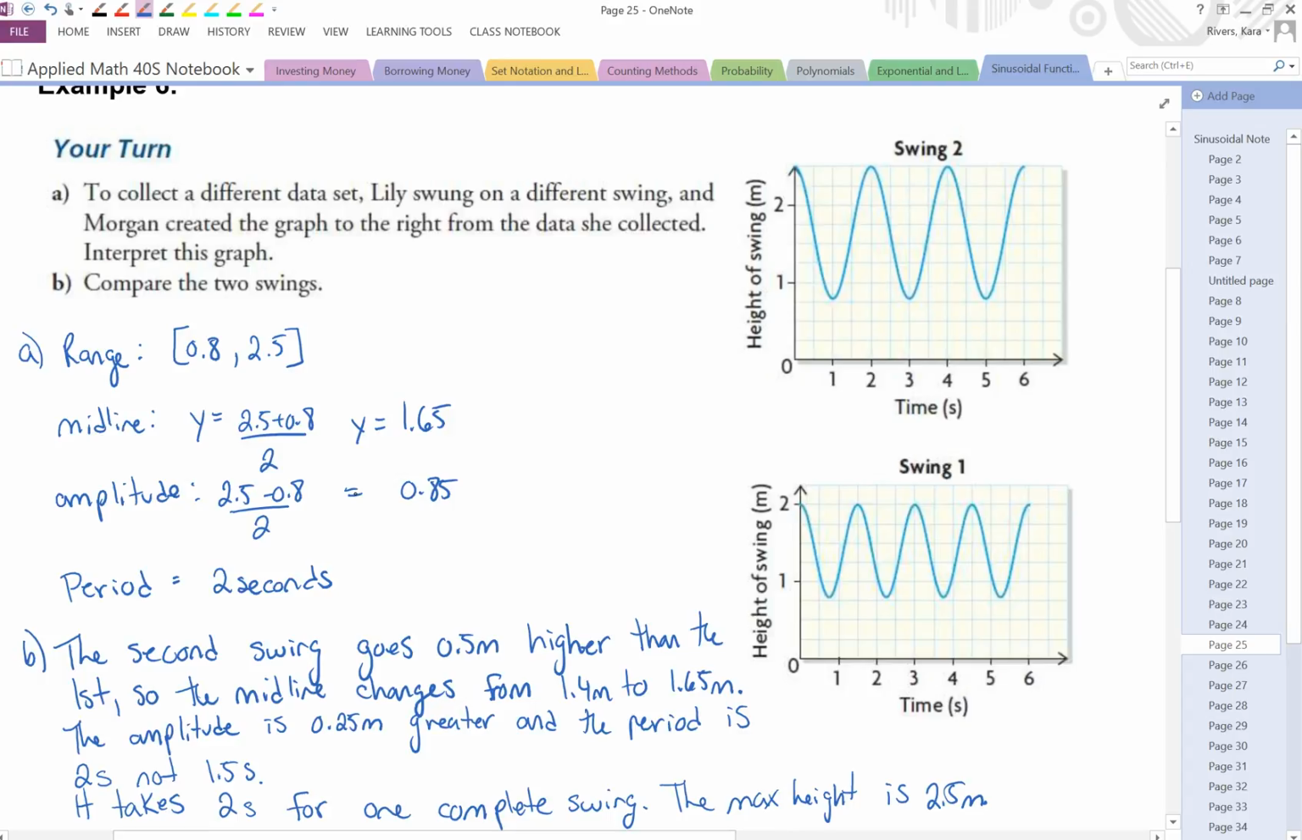And then B asks us to compare the two swings. So the second swing goes 0.5 meters higher than the first, so the midline changes from 1.4 meters to 1.65 meters. The amplitude is 0.25 meters greater, and the period is 2 seconds, not 1.5 seconds. So it takes 2 seconds for one complete swing, and the maximum height is 2.5 meters.